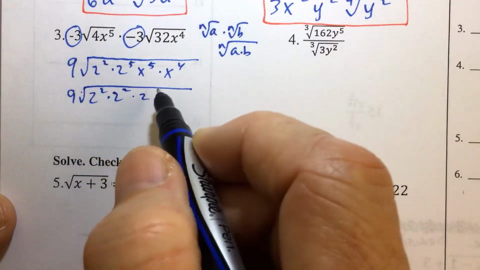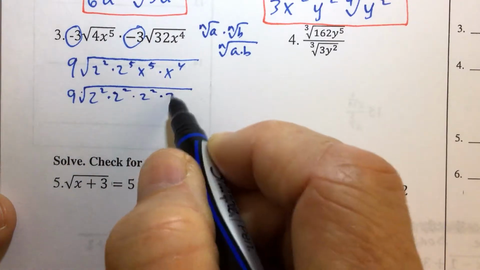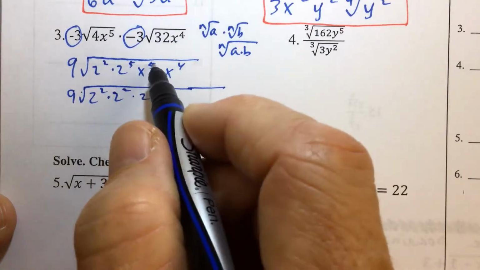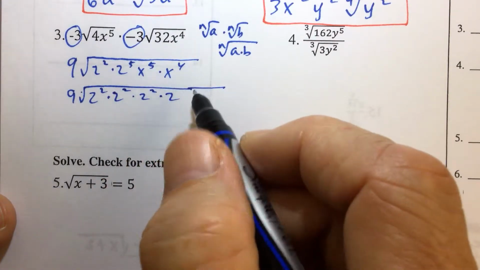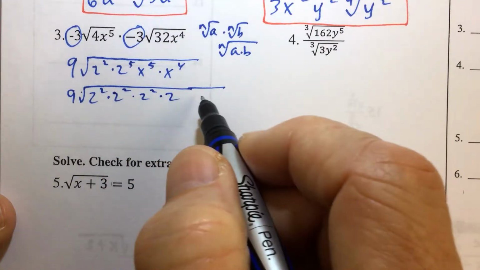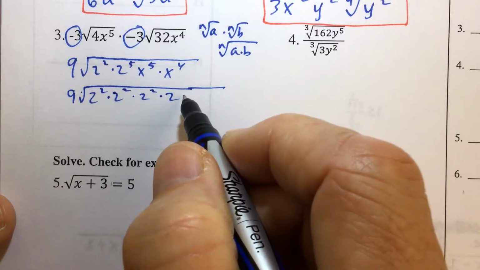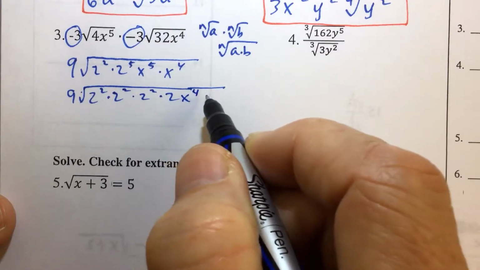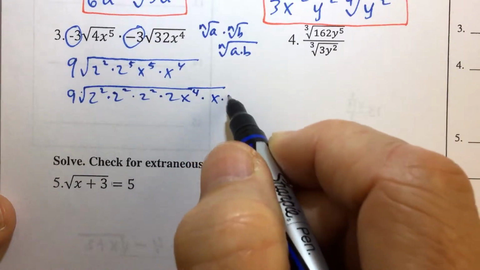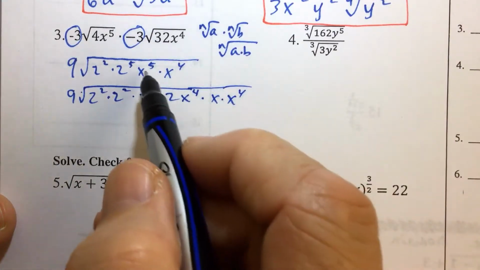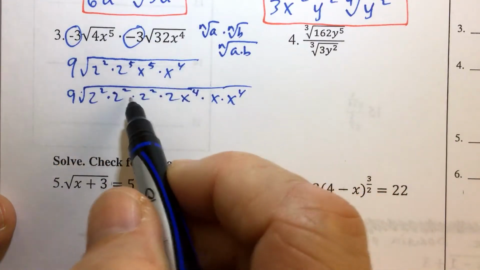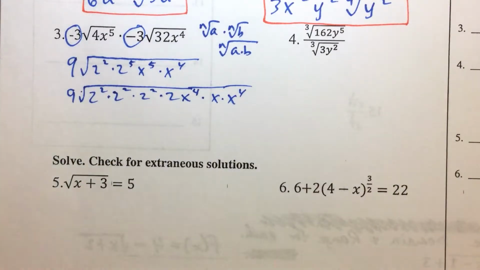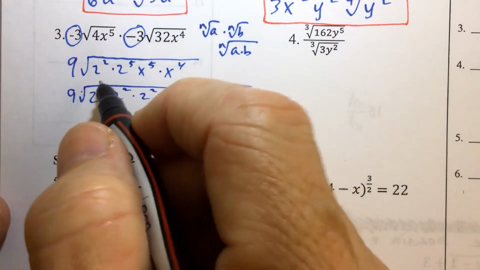2 to the 5th can be written as 2 squared times 2 squared times 2. And then x to the 5th times x to the 4th. Well, I'm running out of room here, so let me take a little shortcut. I'm going to write that as x to the 4th times x times another x to the 4th. So all I did was break down all of the factors, so I could visualize how many groups of 2 I could take out of there.